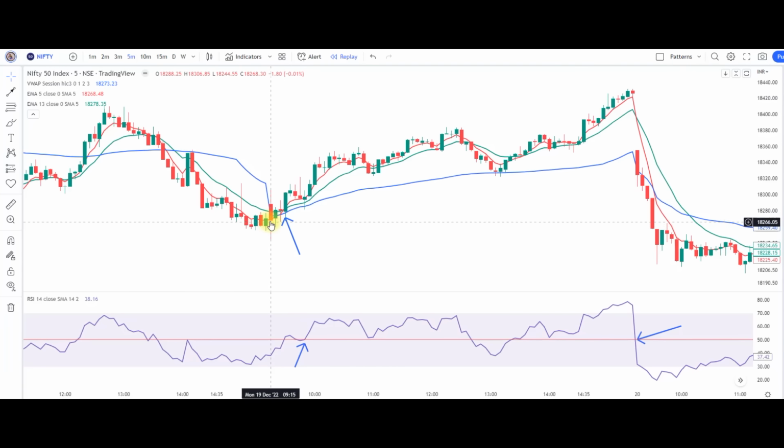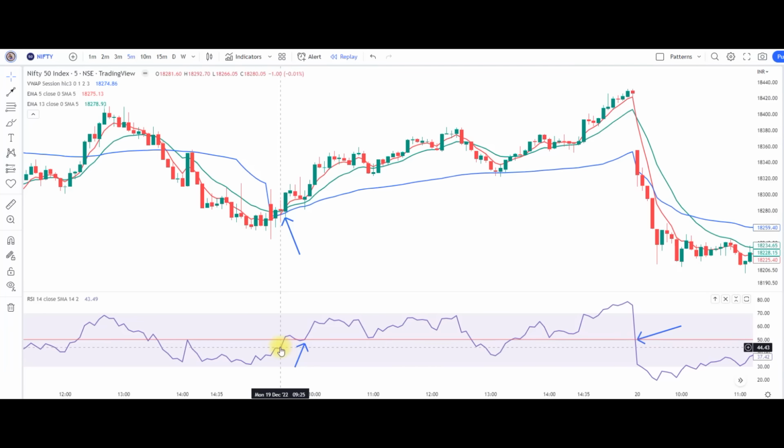When you see this red candle, this candle is the 9:15 candle. This candle gave close below the VWAP and closed below the 13 EMA, and it is below the 5 EMA. So all the conditions are met for us to enter into the short trade. Also RSI is below 50 here. So we will not enter into the short trade until and unless any red candle is breaching this candle's low. So we didn't get an entry for us to enter into the short trade.